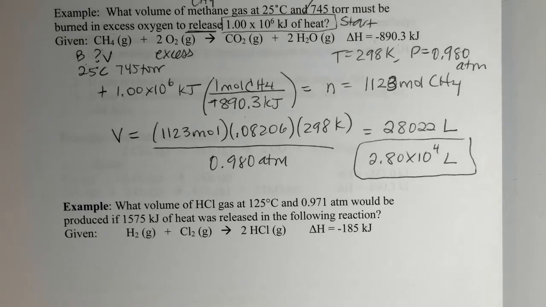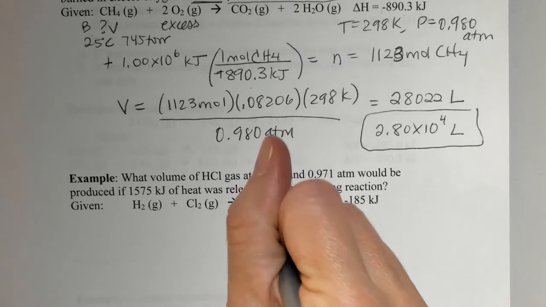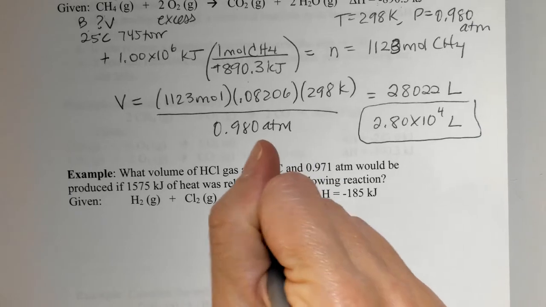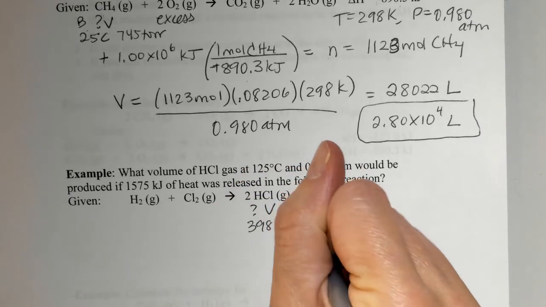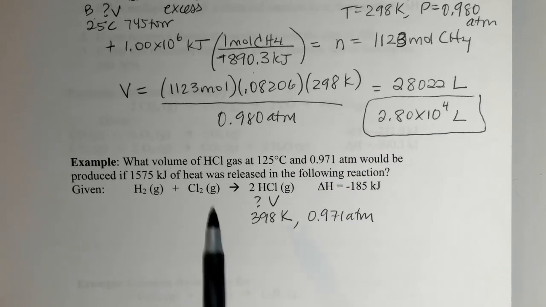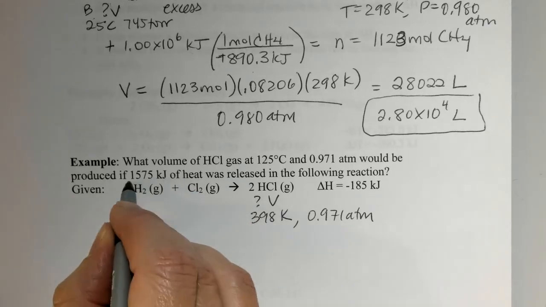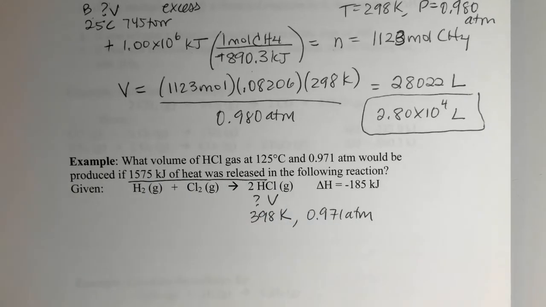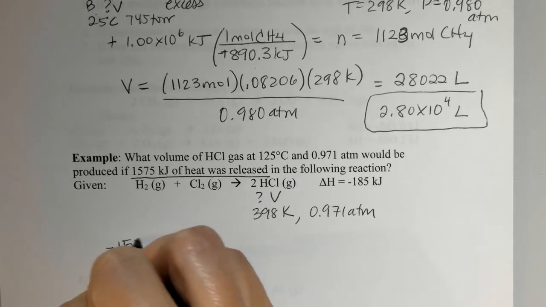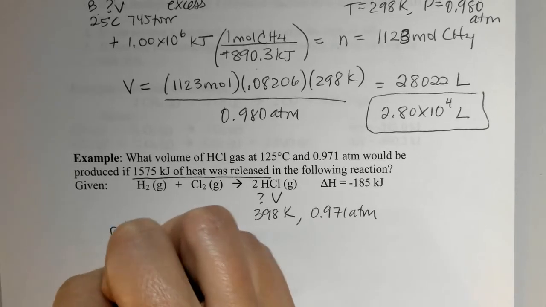All right. One other question here. We've got what volume of HCl gas, so again, a gas law problem. We're at 125 degrees Celsius, so that'd be 398 Kelvin, and a pressure of 0.971 atmospheres. And it says, what volume of HCl would be produced if 1575 kilojoules of heat was released in this reaction? So again, it was released, so negative 1575 kilojoules. That's the energy that's released.